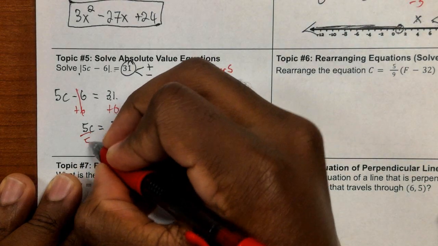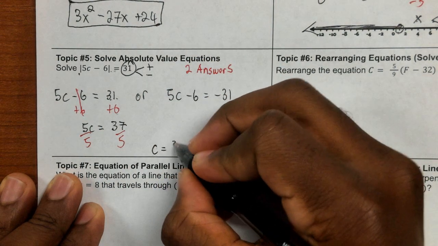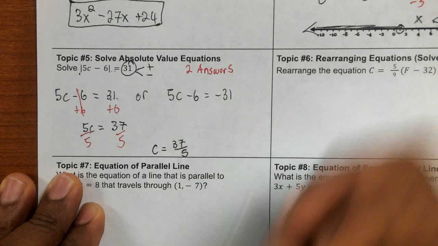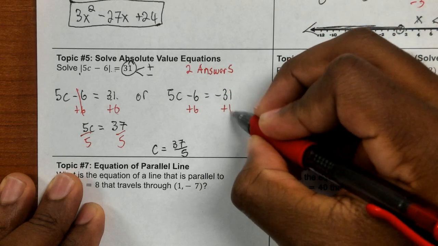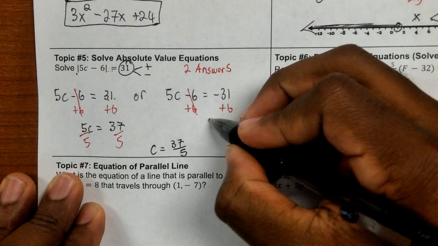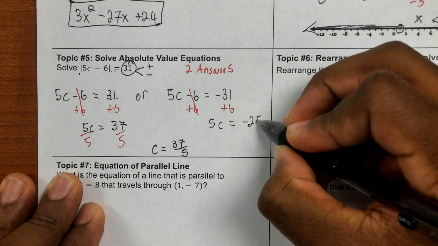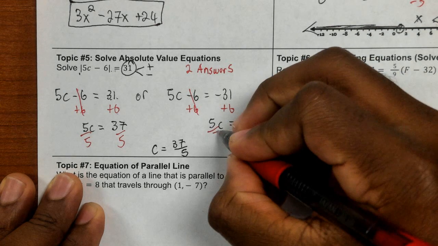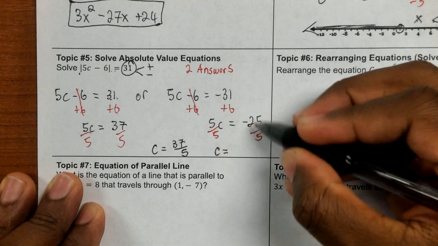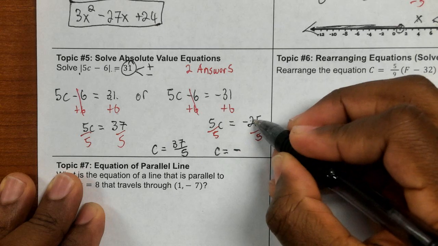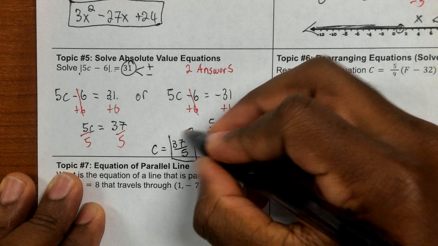Now you divide by 5, divide by 5. You can't divide 37 by 5, so c is equal to 37 over 5. Okay? Here you'll do something similar, plus 6, cancel. So now we have 5c is equal to negative 31 plus 6, which is negative 25. Now I divide by 5, divide by 5. So my c is equal to, a negative divided by a positive would be a negative, 25 divided by 5 is 5. These are my two answers.